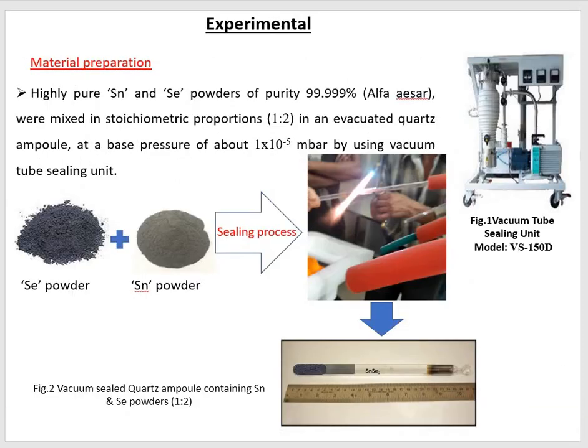In order to prepare SnSe alloy, highly pure tin and selenium powders were acquired from Alfa Aesar and mixed in the stoichiometric proportion of 1:2 in an evacuated quartz ampule at a base pressure of 1×10^-5 mbar using a vacuum tube sealing unit as shown in figure 1. Figure 2 shows the picture of the sealed quartz ampule containing selenium and tin powders in the requisite proportions.